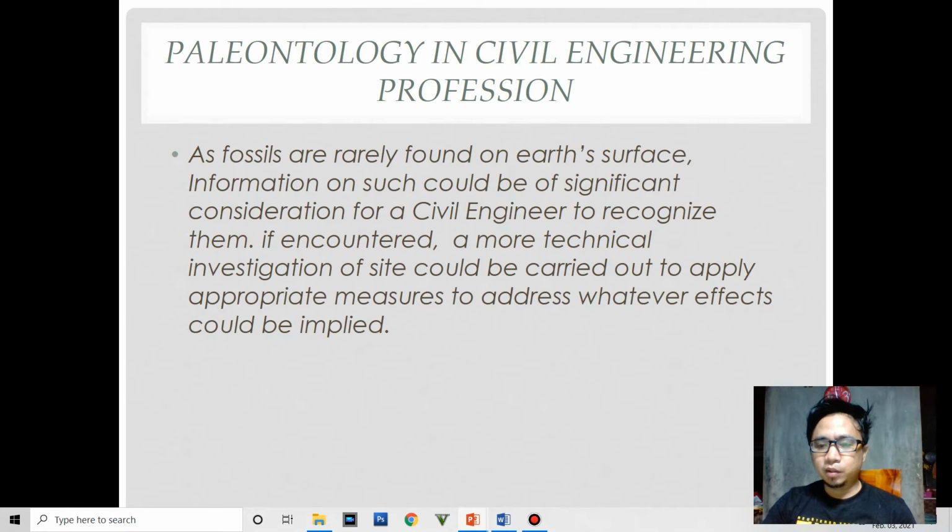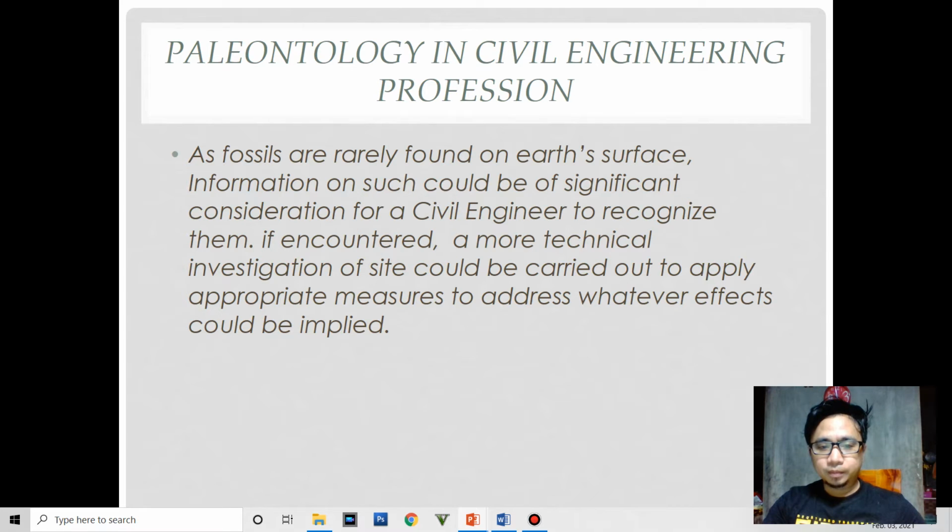Of course, your action is to subject it to a more technical investigation. Okay? You call a paleontologist or archaeologist and a geotechnical engineer as well to further investigate whether the foundation can support it, or what will be the measures in order to improve your supporting soil.